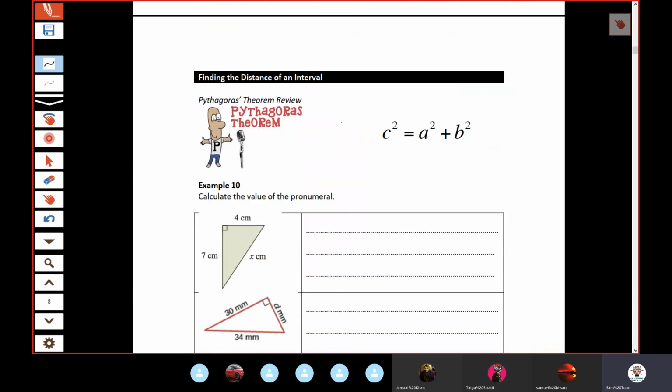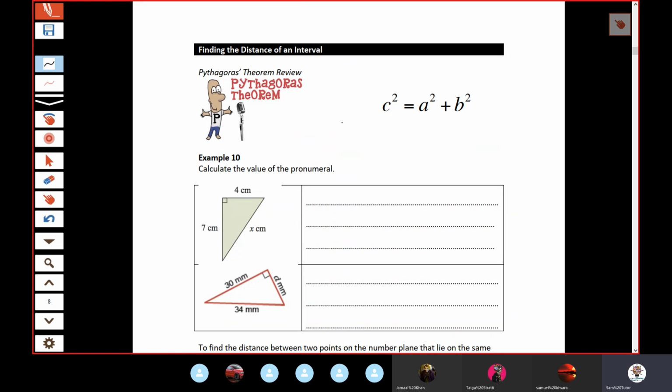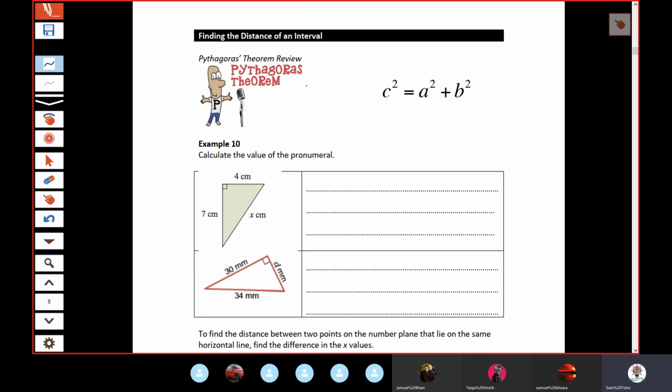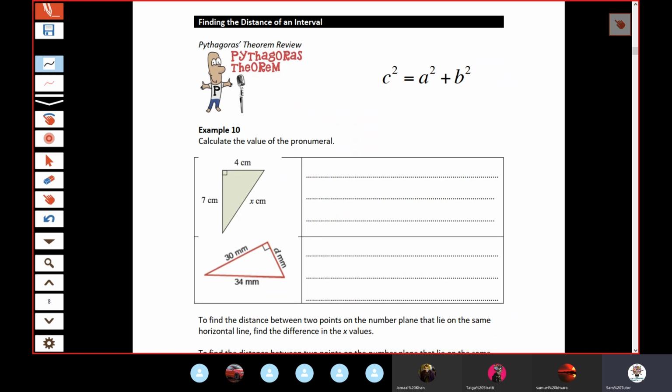We'll come and do these harder ones all the time. All right, done. All right, any questions at this stage? Otherwise, we're moving on. We're finding the distance now of an interval.